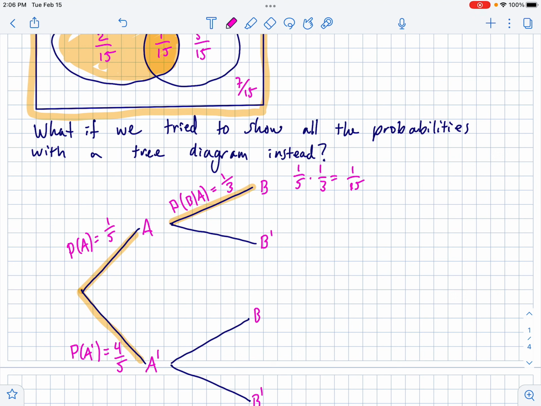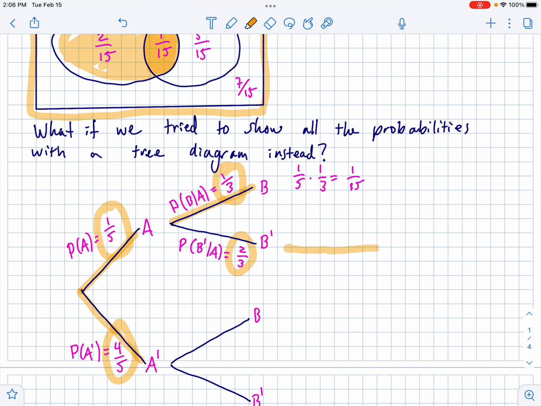Now, if the probability that they take bio, given that they take art, is 1/3, then the probability of not bio, given that they take art, is the complement of that, which is 2/3. So this number and this number should add up to 1, just like this number and this number add up to 1.